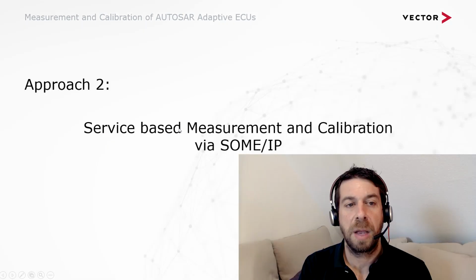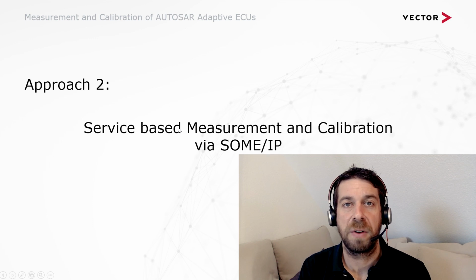If we use that, it is very easy to reuse the XCP implementation we have used for many years. Approach 2 is that we use already existing services of AUTOSAR Adaptive. In this case, we use the service-based measurement and calibration method by SOME/IP.